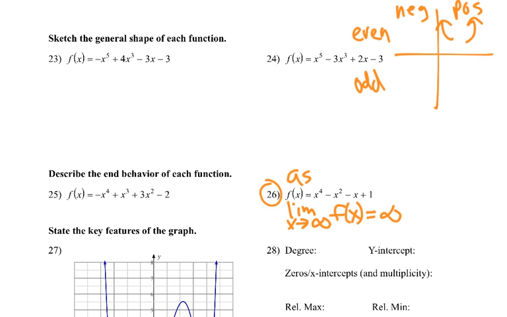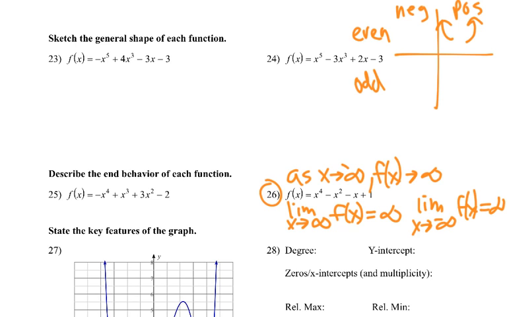We can also write it as x approaches infinity, f of x approaches infinity. Okay, and that's the right side. Then we do it for the left side. Limit as x approaches negative infinity of f of x also goes up to positive infinity. So I just change that part to negative infinity and write it again. And you can choose either one to do.